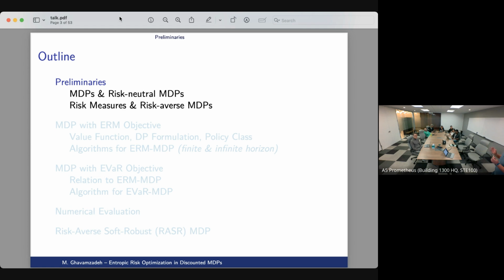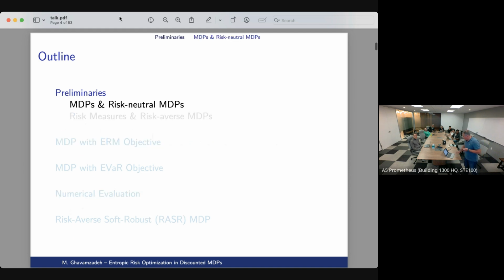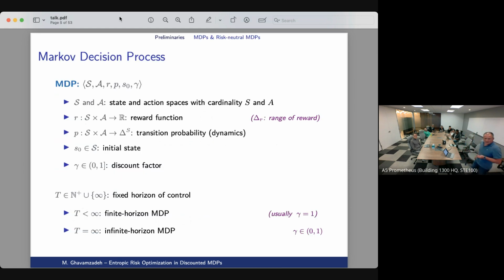I know most of you are familiar with Markov decision processes and risk-neutral MDPs, but just to establish the notation, I'll introduce that, and then I'll go to the risk measures and define what we mean by risk-averse MDPs in this part. So let's start with MDPs. An MDP, as you know, is a set of states and actions, S and A, a reward function R, transition dynamics P, an initial state of the system S0, and a discount factor.